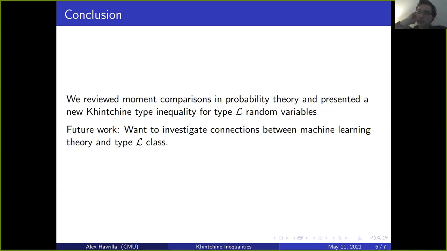So in conclusion, this is what we've done. We have moment comparisons and a new Khinchin inequality for type L random variables. In the future, I think it would be interesting to investigate connections between this type L class and machine learning techniques. There's this whole learning theory aspect in machine learning that I think could benefit from more control over the kind of estimates that we're working with, and so maybe this would be useful here.